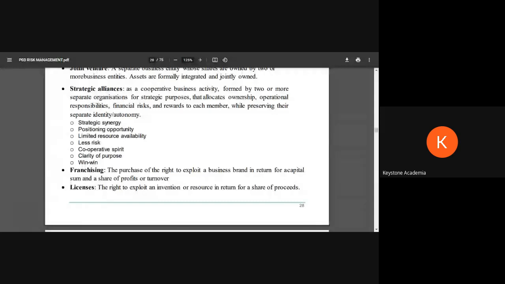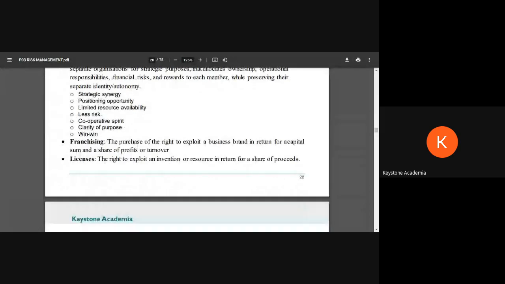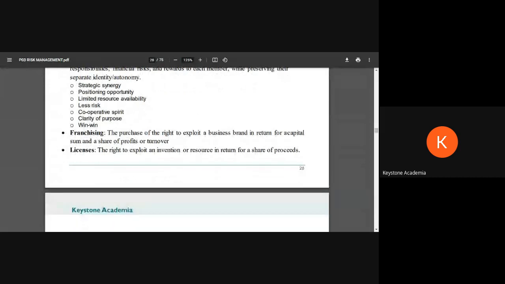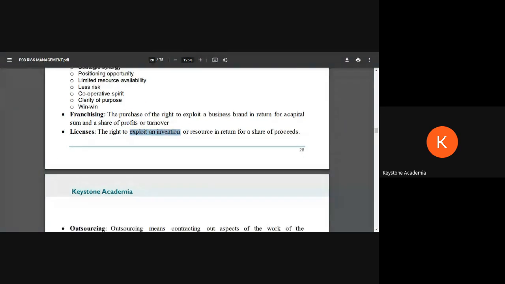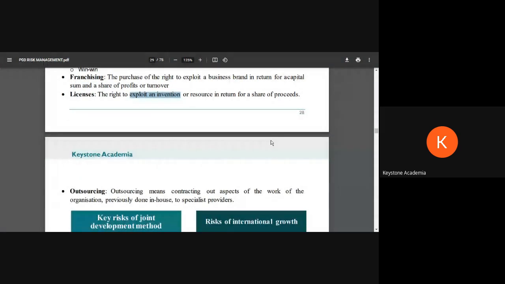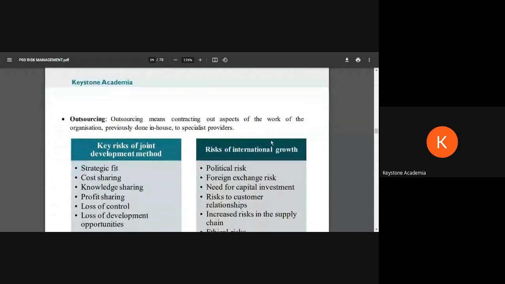Next option is franchising, the purchase of the right to exploit a business brand in return for a capital sum. So this will work for types like KFC, McDonald's, this type of restaurant chain business. Then we have licenses, beyond that where they can share some details and they can start the manufacturing of that. This works in the liquor industry and sometimes in medicinal also, where they give a fixed sum and they allow them to license. Next option is outsource.